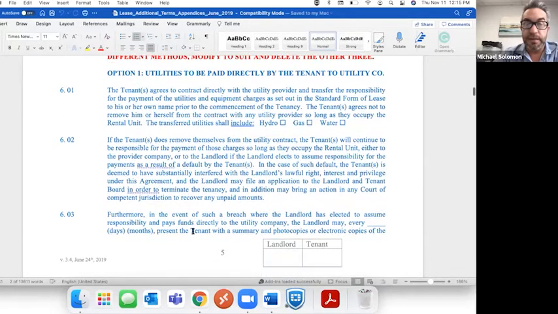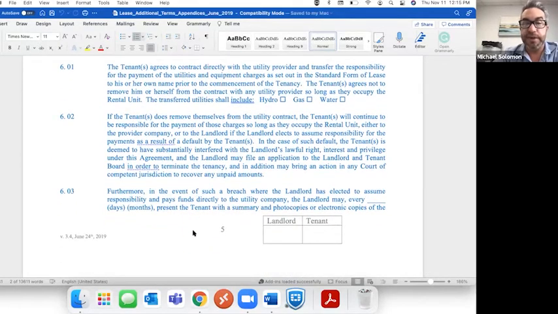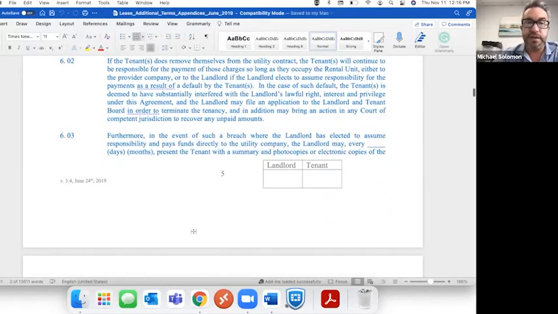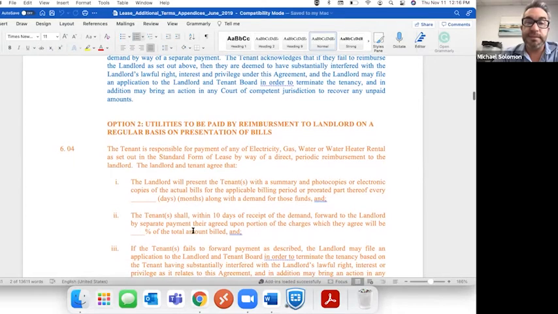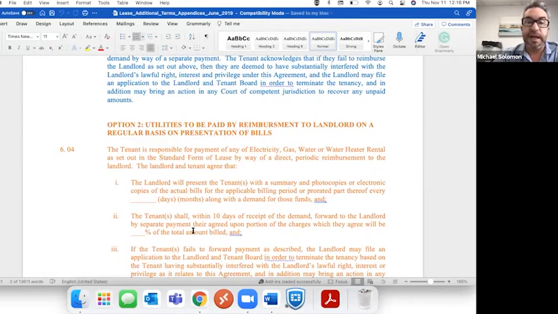And then we talk about, in the event of a breach, if the tenants default and they don't pay their utilities, how we go about handling that situation. That is all covered in clause 6. Sometimes what happens is utilities will be paid and reimbursed to the landlord. So the landlord won't be able to actually transfer the utility account. And I've seen that happen sometimes.